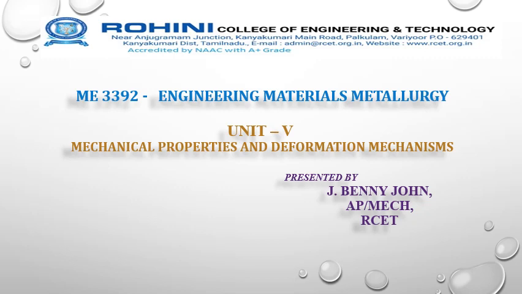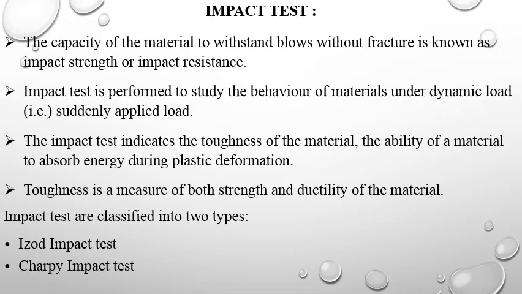Unit 5, that is mechanical properties and deformation of metal. In this chapter, we are going to discuss the capacity of the material to blow without fracture, which is known as impact strength or impact resistance.